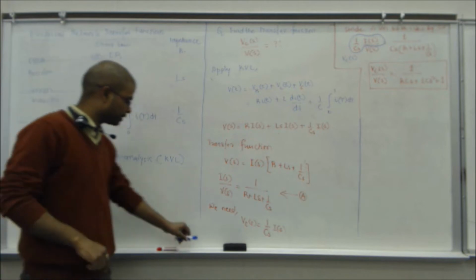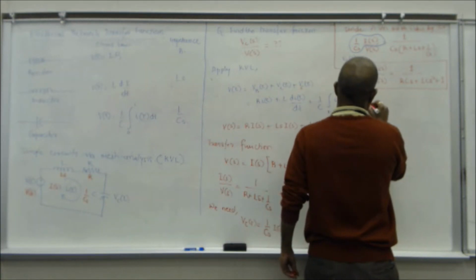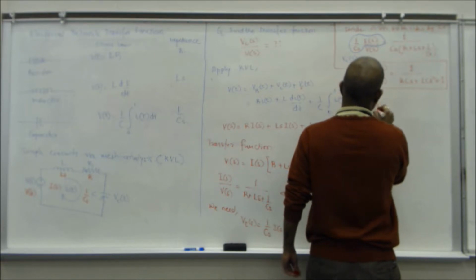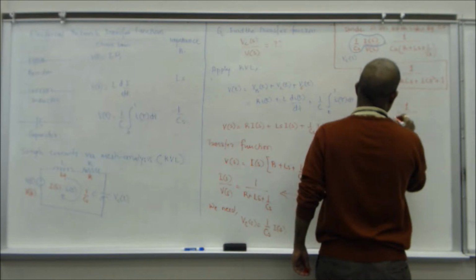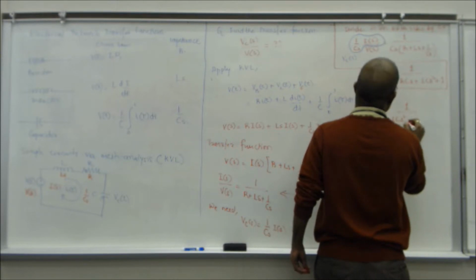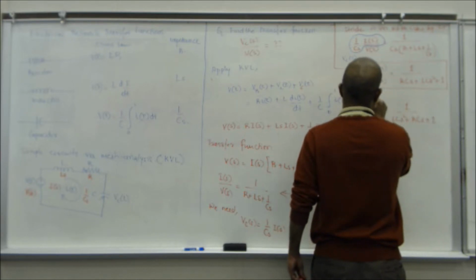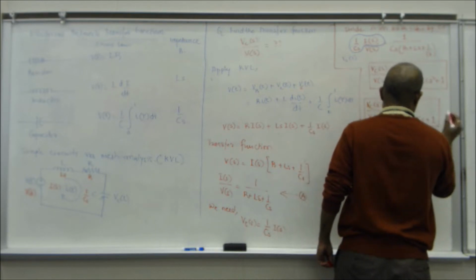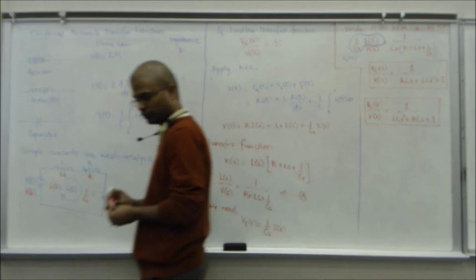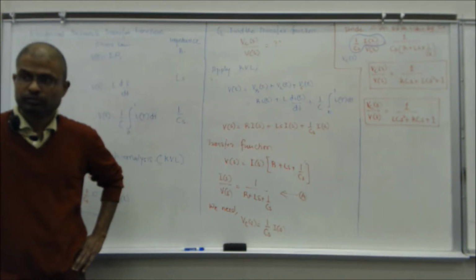If I rewrite this, I want to write it as a quadratic equation, or polynomial. Generally, you would want to write it as 1 over LC s squared plus RC s plus 1. So this is turning the electrical mesh into a transfer function.